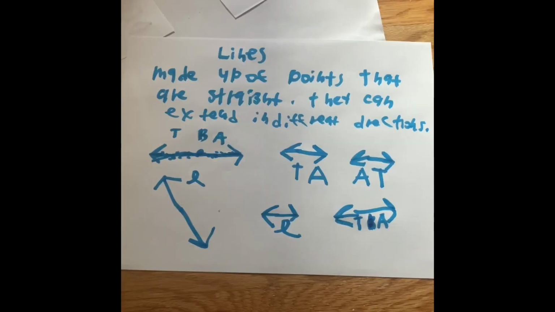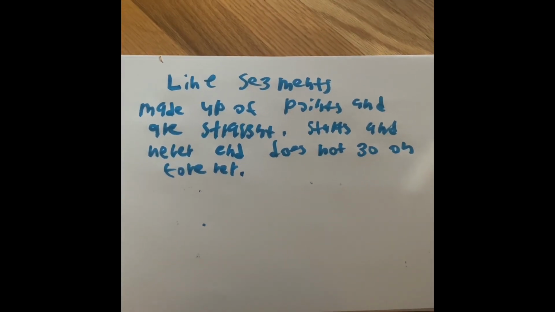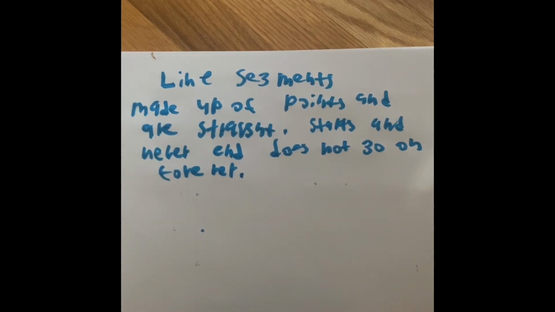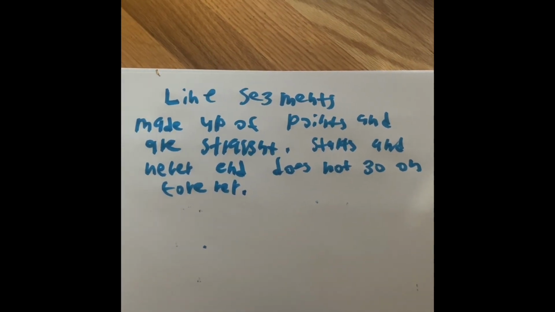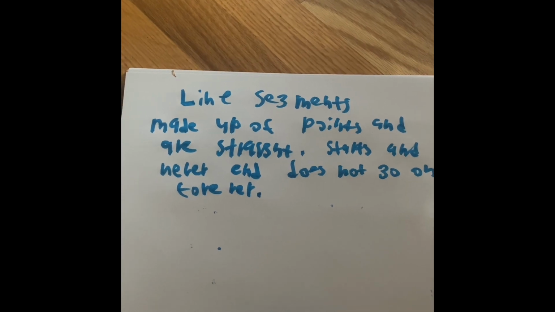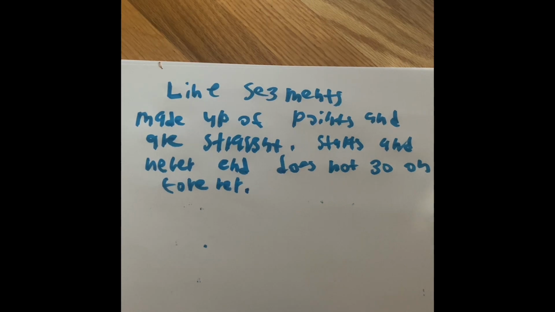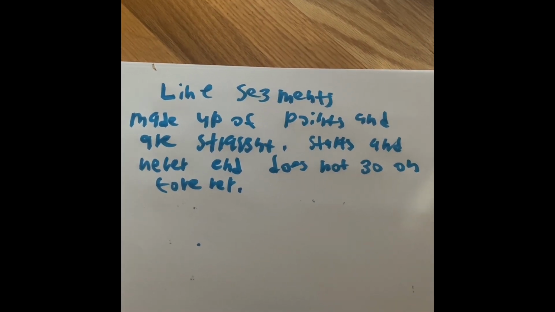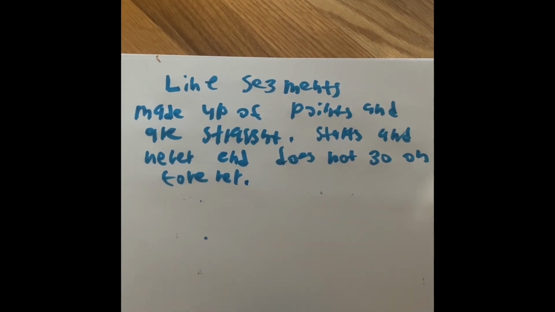Moving on from lines, we move on to line segments. These are a little bit different. They are a different type of line, but line segments put a little bit more pressure and limit you more on the math. Line segments are made up of points and are straight. The thing is, it starts and it ends. So basically, it does not go on forever.